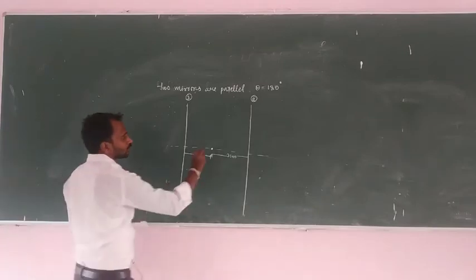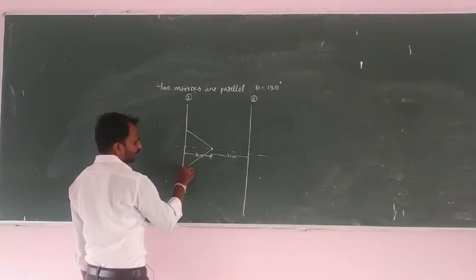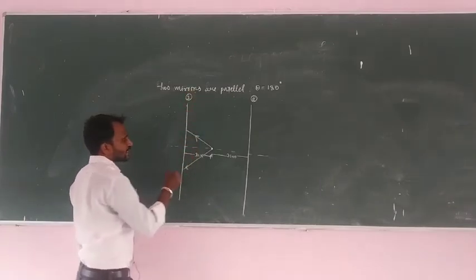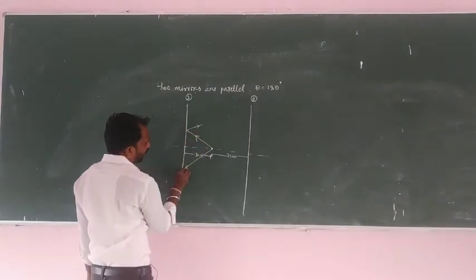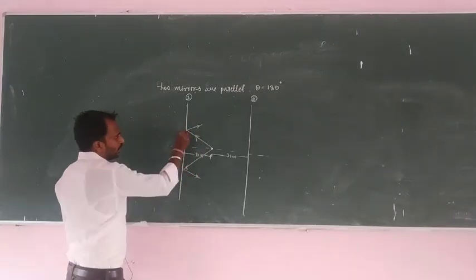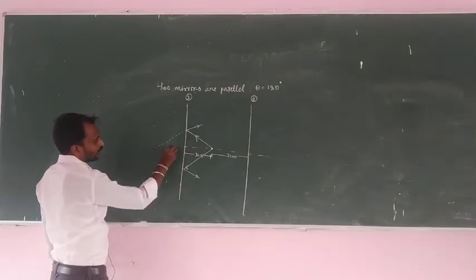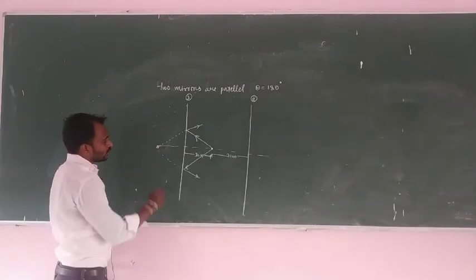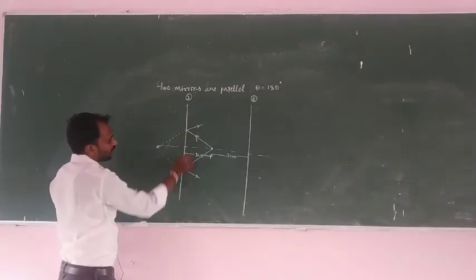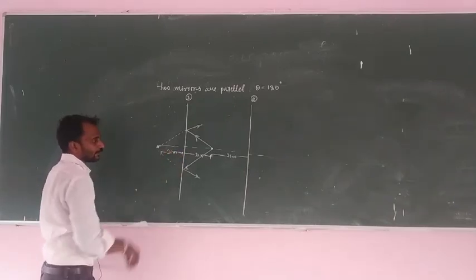Then here, these two we consider as incident rays falling on the first mirror. Then these light rays are reflected. If I extend these light rays, here we will get the image. So the distance of the image from the first mirror is 1 centimeter.